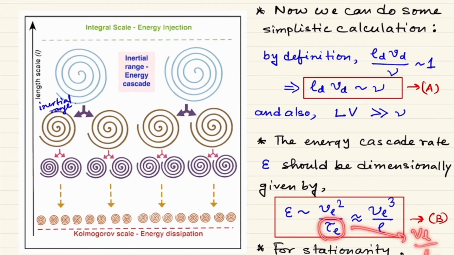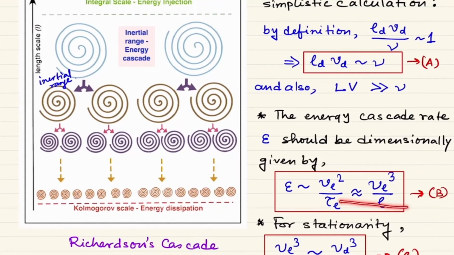That is the only possible time scale we can make. So we can simply replace tau_L by L by V_L, and you have epsilon of the order of V_L cubed by L. Now we have to have stationarity.